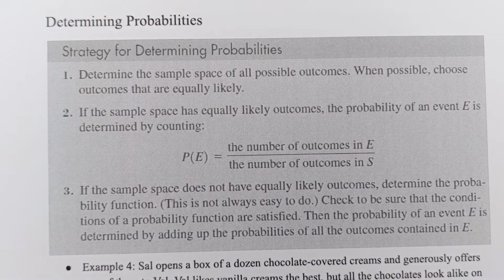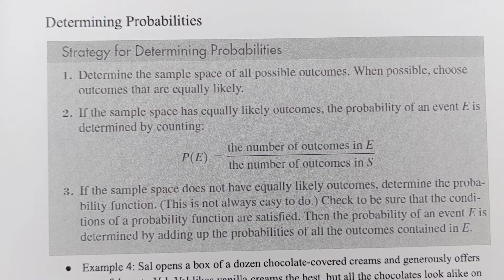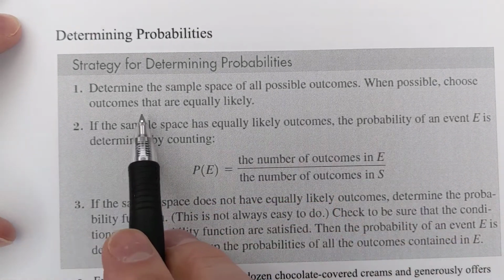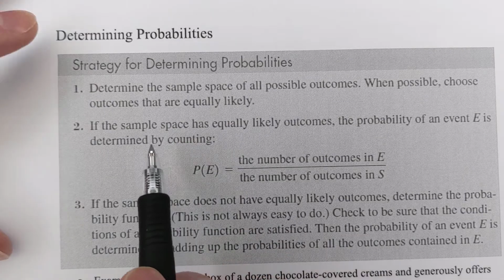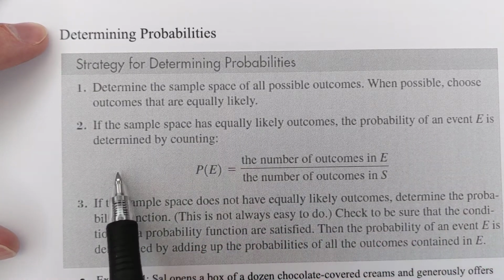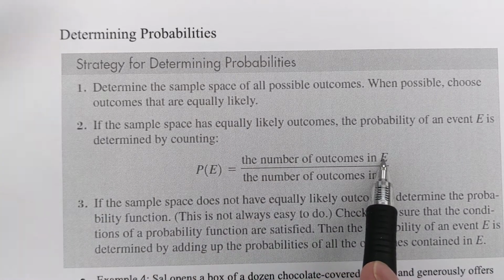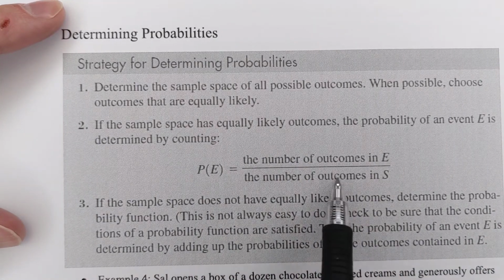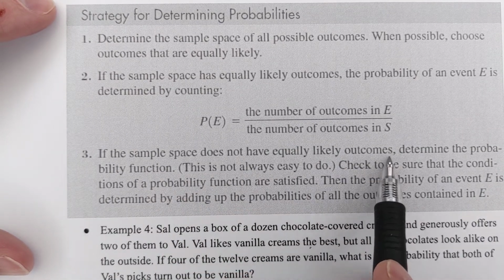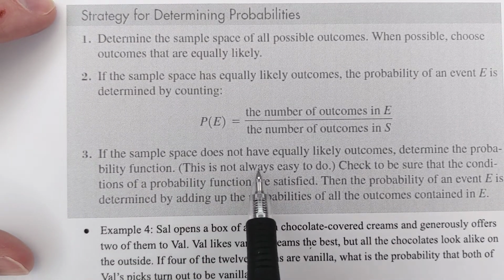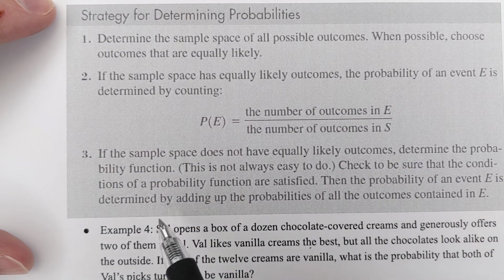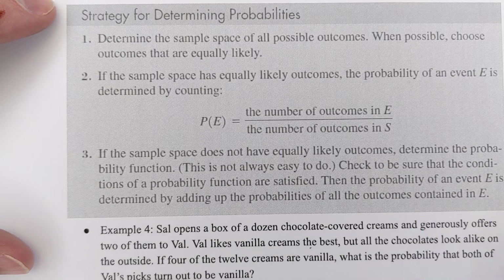Okay, so determining probabilities here. Determine the sample space of all the possible outcomes. Choose outcomes that are equally likely, like dice rolls, coin flips. If the sample space has equally likely outcomes, then the probability of event E is determined by the number of outcomes in E, the number of ways to do the thing you want to do, divided by the total number of outcomes. If the sample space does not have equally likely outcomes, determine the probability function. This is not always easy to do. Check to be sure the conditions are met. Then the probability of event E is found by adding up the probabilities of all the outcomes contained in E.